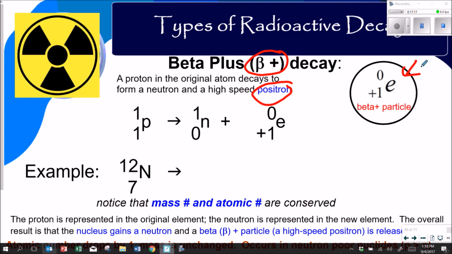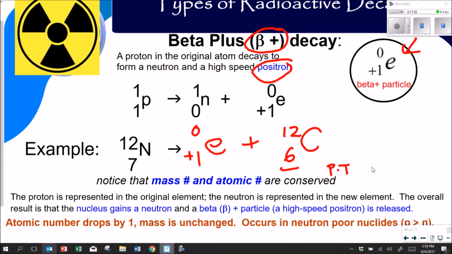Nitrogen 12 decays by beta plus decay. So I know that a beta plus particle is ejected from the nucleus. I have to figure out what new element is formed. So mass is conserved. So over here, I will have a 12, because 12 plus 0 gives me 12. On the bottom for the atomic number, I have a 7 for nitrogen. So I have to have a 6, because 6 plus 1 gives me 7. I go to my periodic table, and I find the element with atomic number 6, and that is carbon. So my new element formed is carbon.